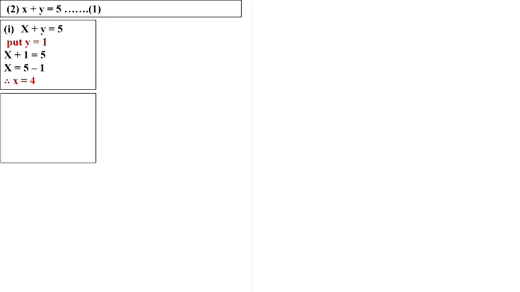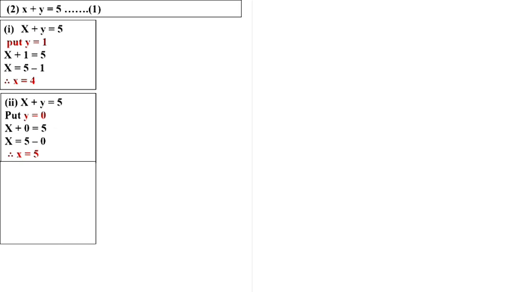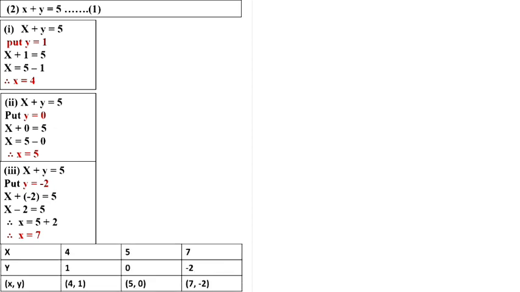Now we will take the same equation, put y equal to 0. So x plus 0 equal to 5. We get x value is 5. x plus y equal to 5. Now we will take y equal to minus 2. So minus 2 will go to the right side, become plus 2. So 5 plus 2 is 7. Therefore x equal to 7. We'll fill all these x and y values in the boxes to draw the graph.